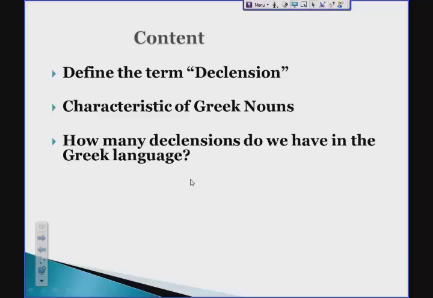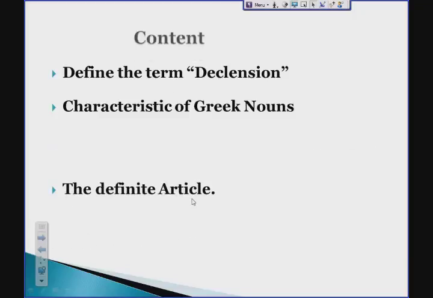And then now we come to the characteristics of Greek nouns. And then I'm asking there, how many declensions do we have in the Greek language? And that's why I'm always repeating declension, declension, declension, verbuiging. And I want you to remember that. It's such a key term in the learning of Greek. And then the definite article, of course.